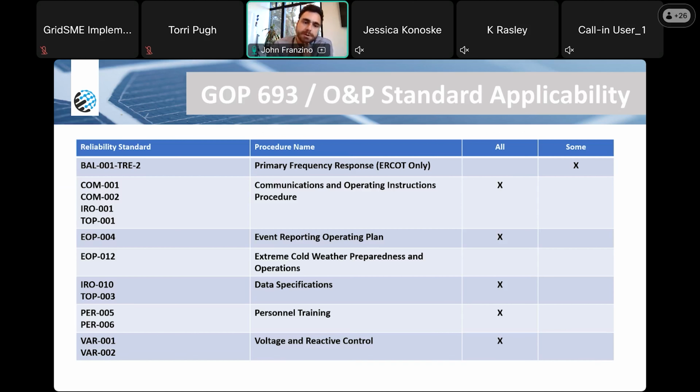So we'll cover one example that's applicable in the ERCOT or TRE region, and then we'll jump into communications and operating instructions, which is a very, very important one for GOPs.